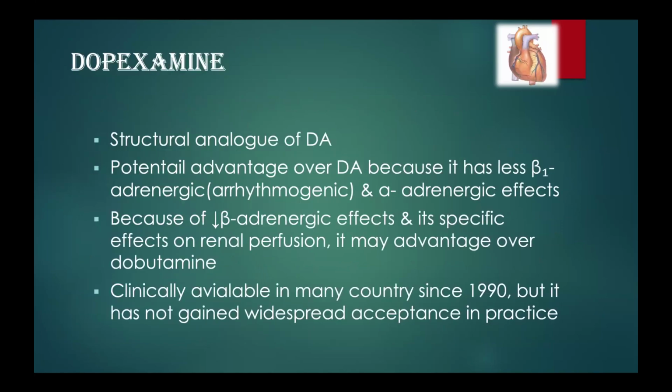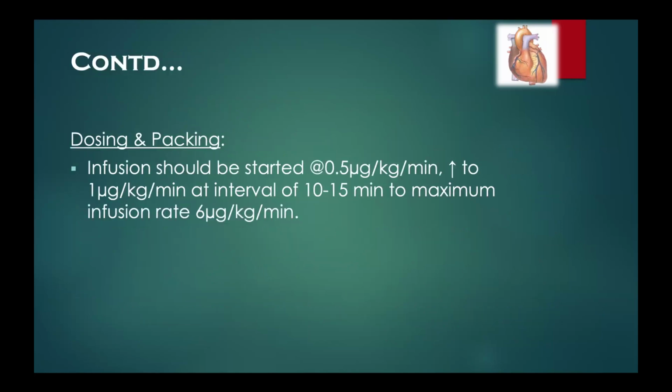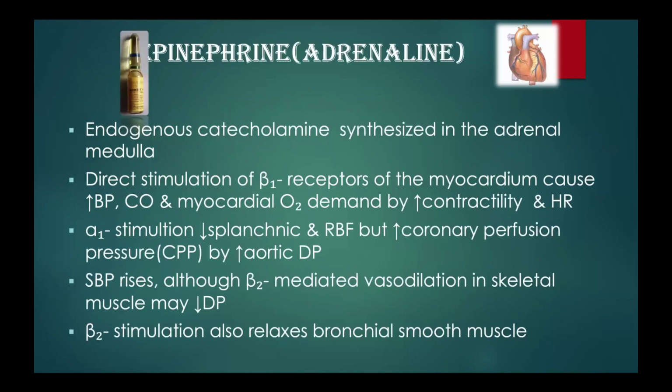Dopexamine is a structural analog of dopamine, but it has less beta 1 adrenergic and alpha adrenergic effect. And then we are talking about epinephrine. It is an endogenous catecholamine which has direct stimulation of beta 1 receptors.